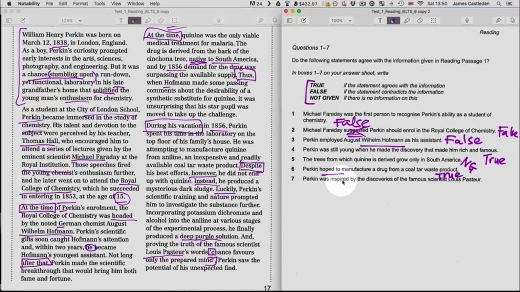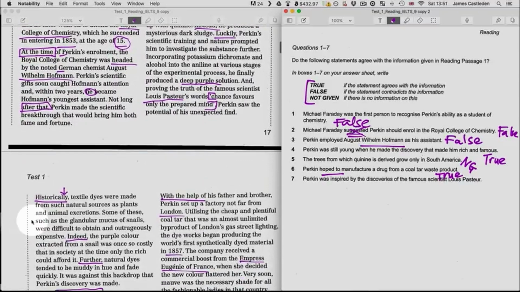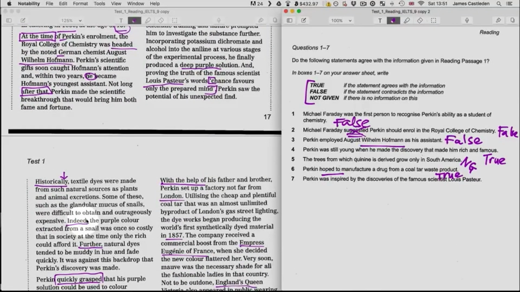And the last one, Perkin was inspired by the discoveries of the famous scientist Louis Pasteur. Let's see, he finally produced a dye, proving the truth of the famous scientist Louis Pasteur: chance favours only the prepared mind. Perkin saw the potential of his unexpected find. He was inspired? Well, we don't know. No mention more about this Mr. Pasteur. So he may well have been, but maybe not. Again, a case of not given. Not given or NG. Okay, let's go down.